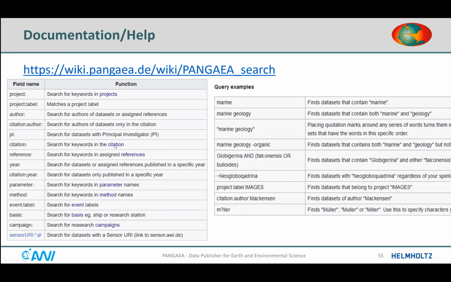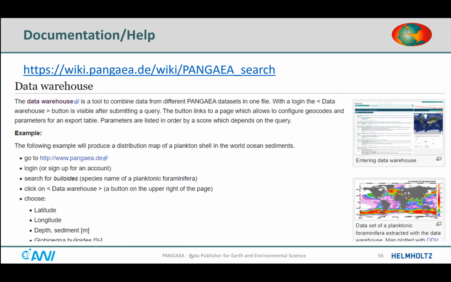It's not easy to see, but if you're actually in this table and you click on parameters, you will get redirected to a different wiki page where there is more explanation on what we mean by parameter, by method, by events, basis, campaigns. If you're not sure what I'm talking about, just click there and have a look. There is more explanation. And there's explanation about how the data warehouse is working.